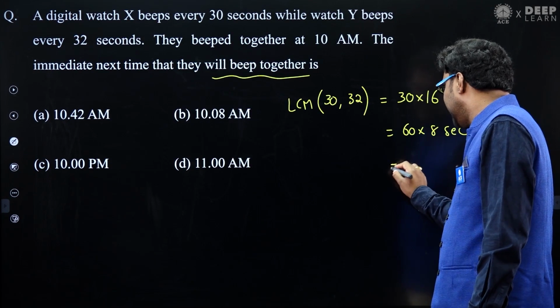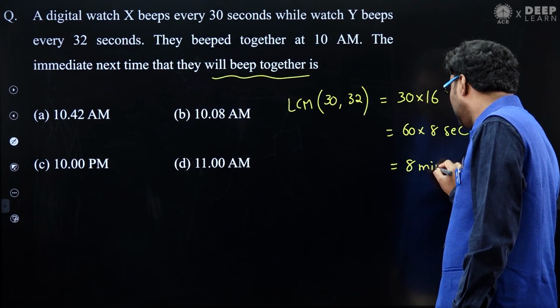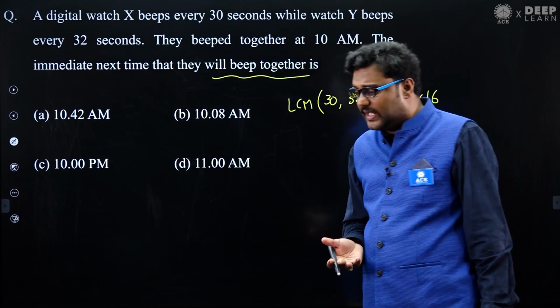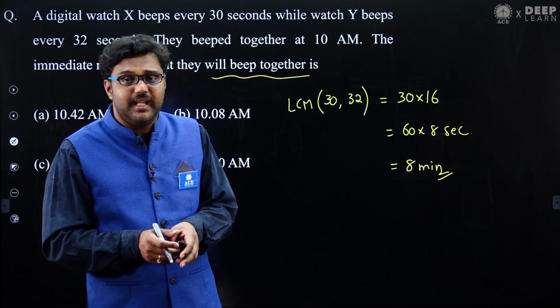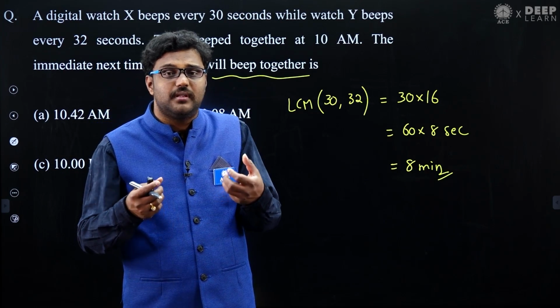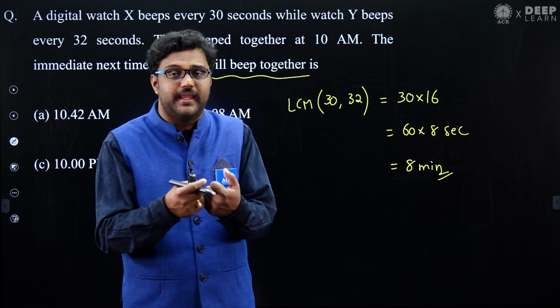So 60 into 8 seconds. What I mean to say, this is 8 minutes. I'm just trying to minimize the calculation. Yes, 480 seconds can be converted to 8 minutes. What is the meaning? Every 8 minutes, both watches will beep once together.